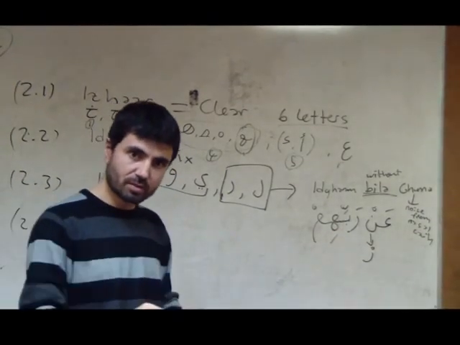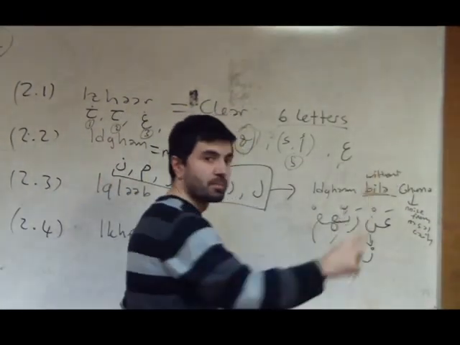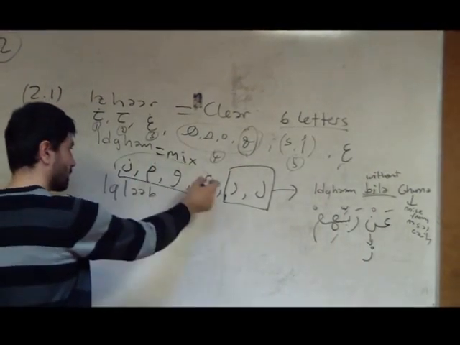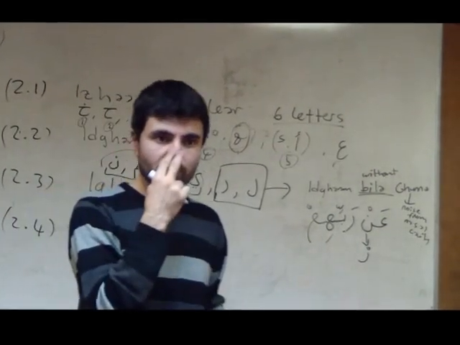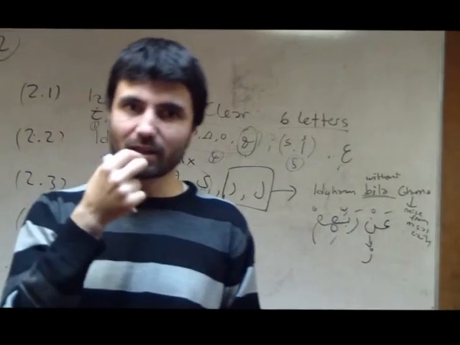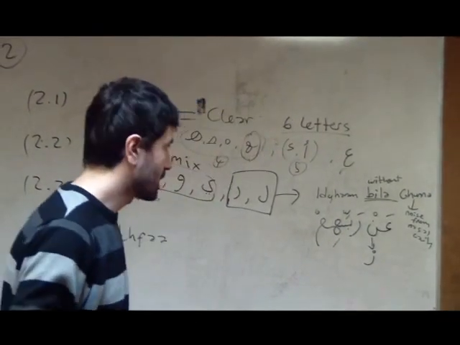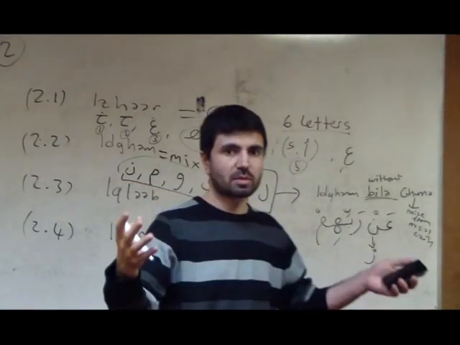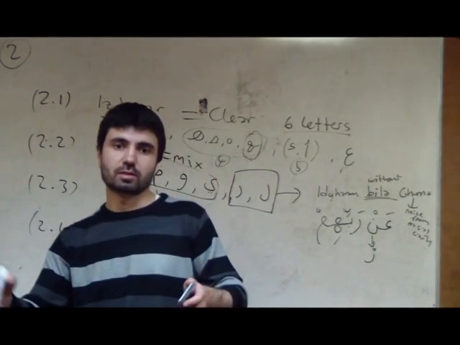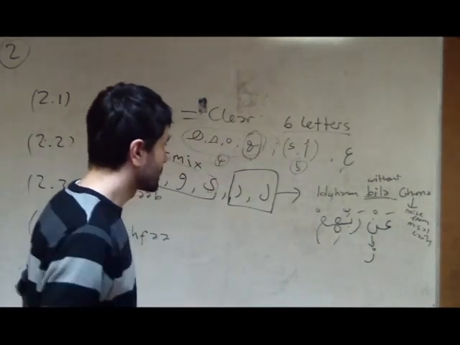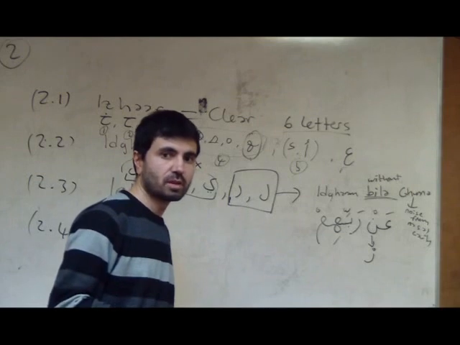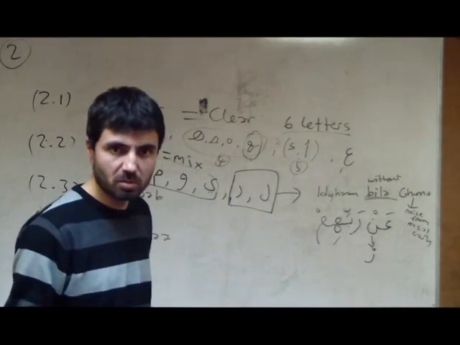Idgham is to mix. So you don't do ghunna. With the other four, the sound is going to come from your nasal cavity. But this one, no sound, nothing. That's why it is without ghunna. So that sound is not there. So it says ar rabbihim. You see? Ar rabbihim. Easy?